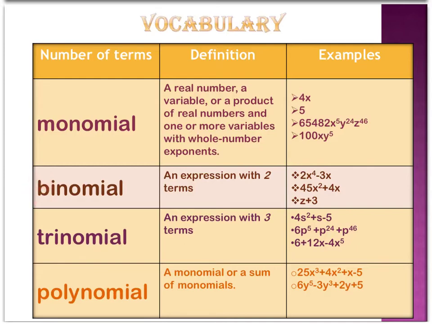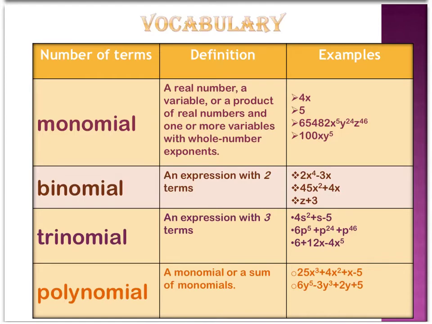Binomial, prefix bi means 2, so we're going to be taking two monomials and separating them by addition or subtraction, and then we have a binomial. Trinomial, prefix tri means 3, so now we're going to have three different terms, separated by addition or subtraction, and each one separately is a monomial, and then when you put them together, you get a trinomial. Now, all of these are considered polynomials.